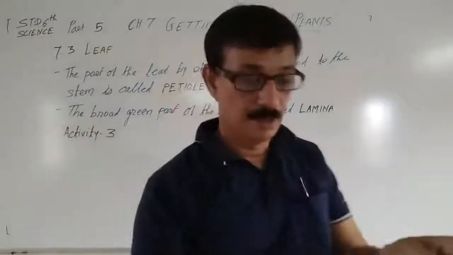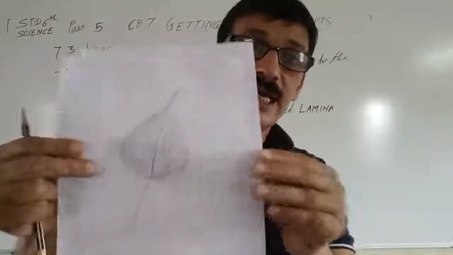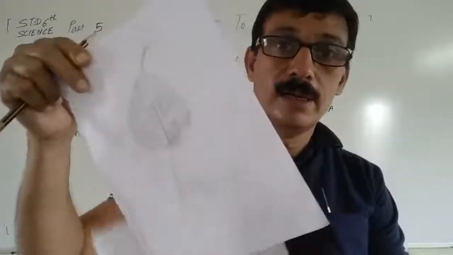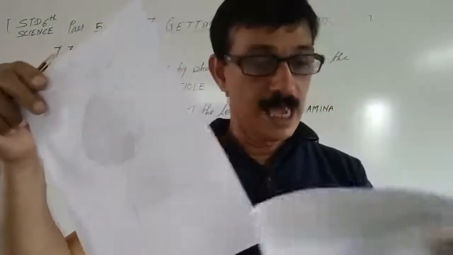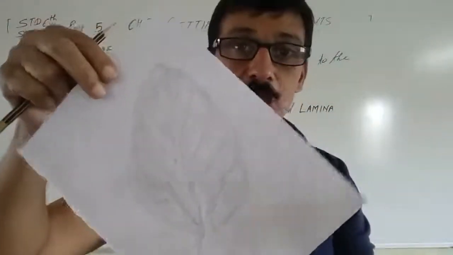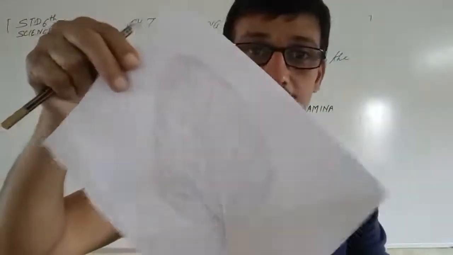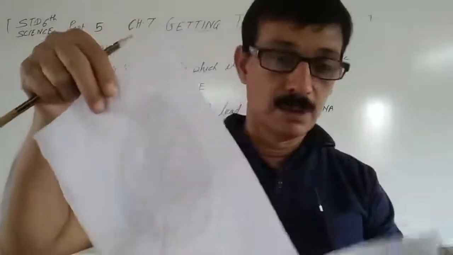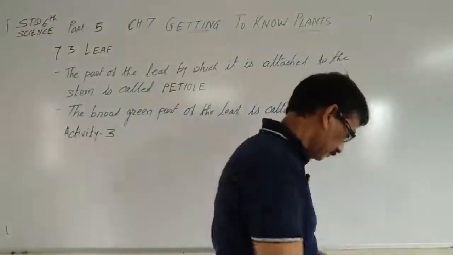See, you can see this is an impression of a peepal leaf, isn't it? And this is the impression of that banyan leaf. You can see this, isn't it? So this way you can make an impression on your plain paper.